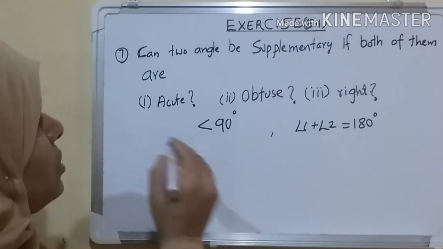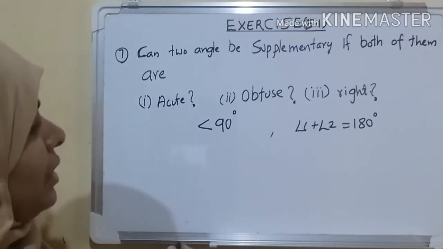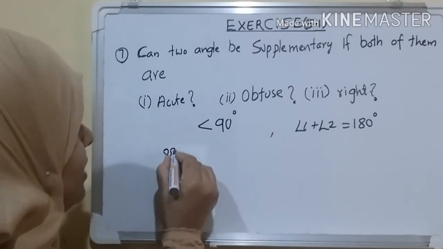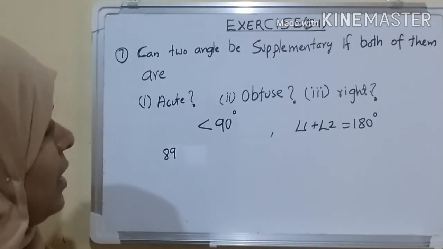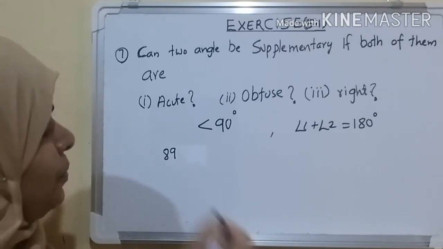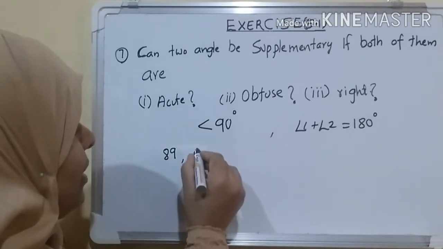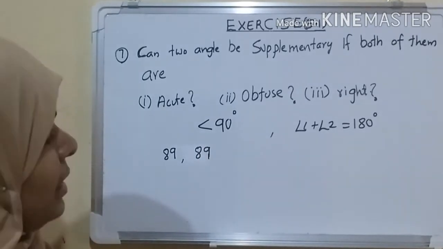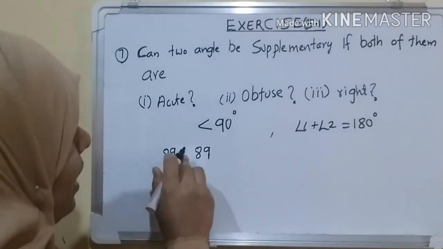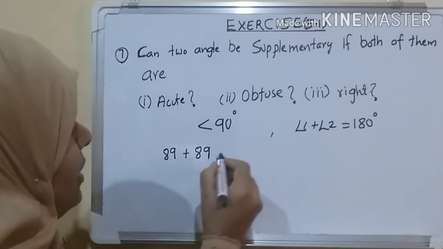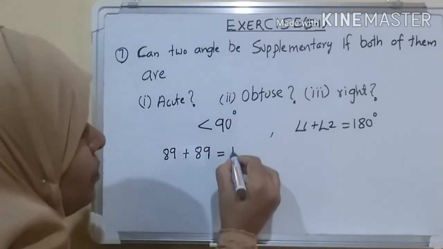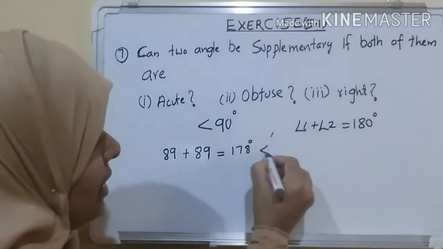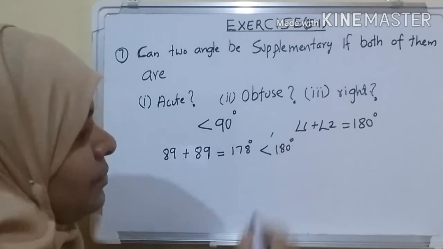So let us take an acute angle, the highest acute angle. Highest acute angle means 89, just less than 90 degrees. Here I am taking two angles, 89. Two angles are 89. Let us add these angles. 89 plus 89 equal to 178 degrees. This is less than 180.